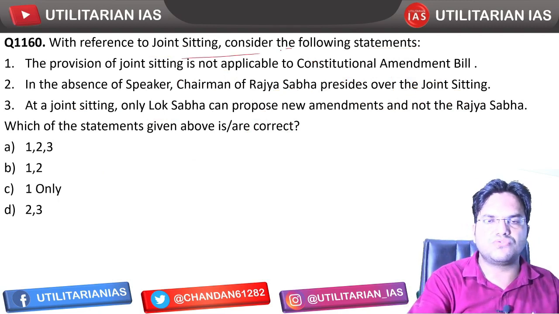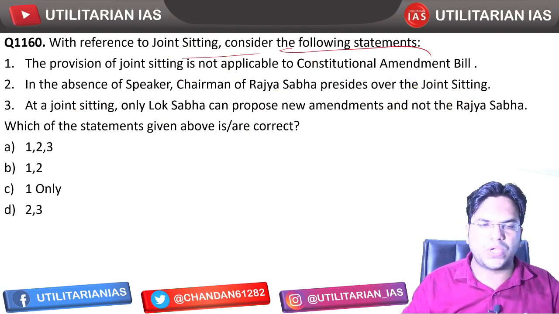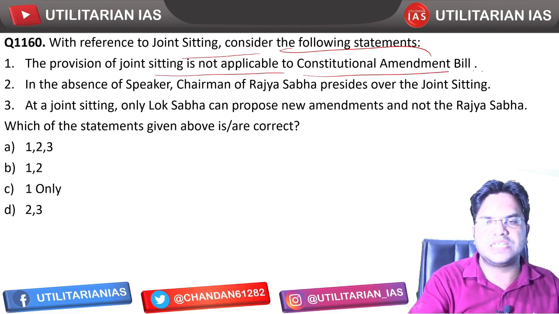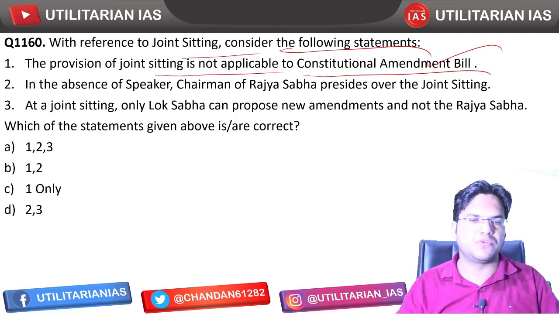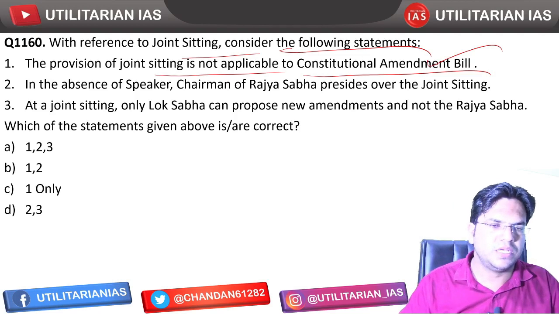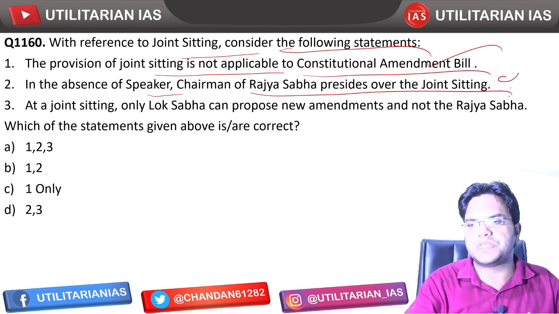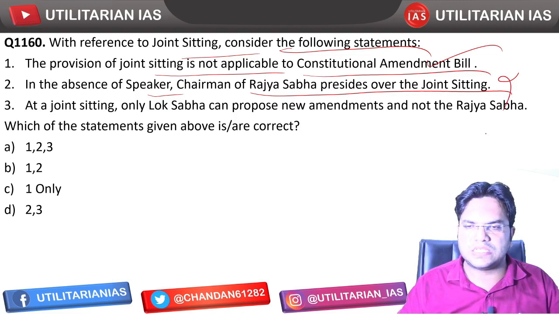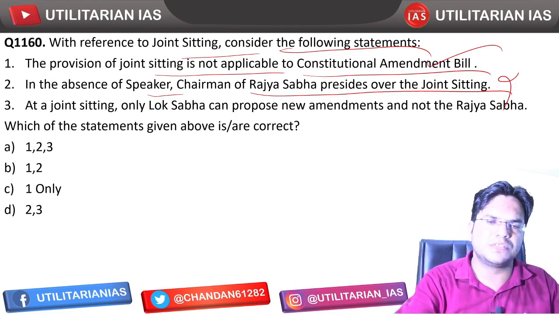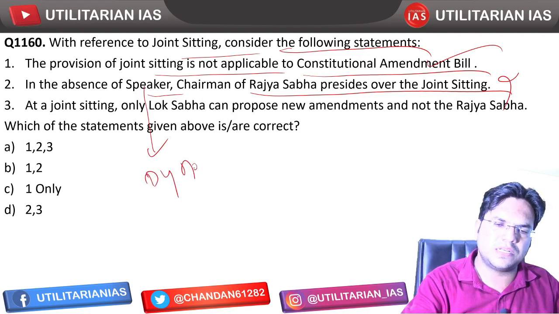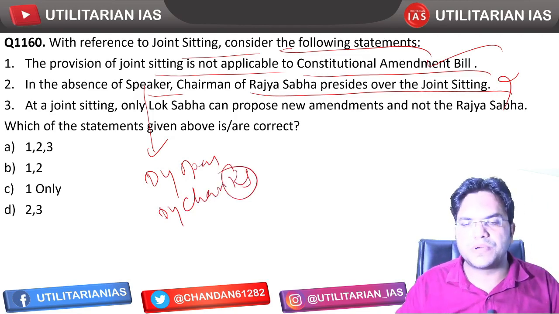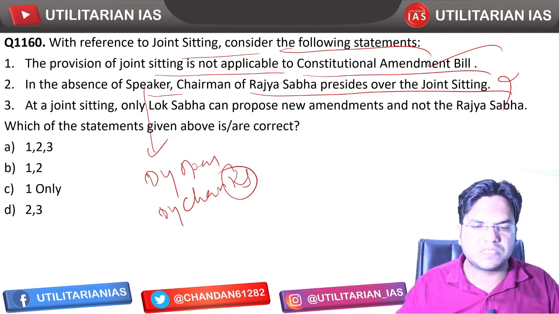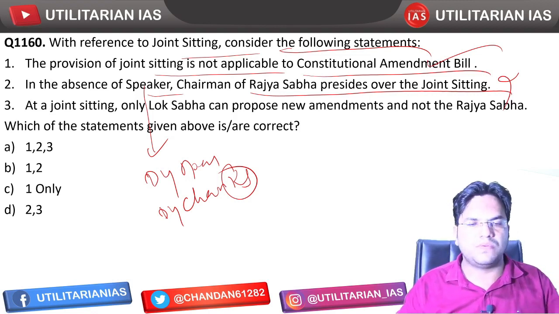Next, with reference to the joint sitting, consider the following statements. The provision of joint sitting is not applicable to constitutional amendments, only in cases of ordinary bills. That's correct. The provision of joint sitting under Article 108 is available. In the absence of the Speaker, the Chairman of the Rajya Sabha presides over the joint sitting. No, that's incorrect. In the absence of the Speaker, you have the Deputy Speaker, and then the Deputy Chairman of the Rajya Sabha. The Chairman of the Rajya Sabha, that is the Vice President, does not preside over it. Only these three people preside: the Speaker, the Deputy Speaker, or in his absence the Deputy Chairman of the Rajya Sabha.